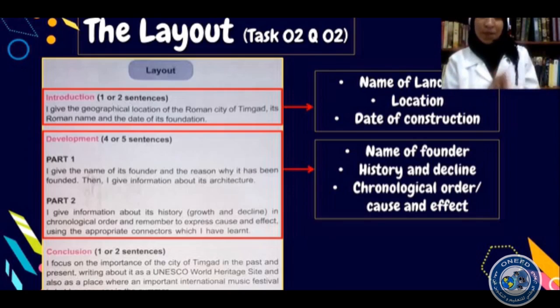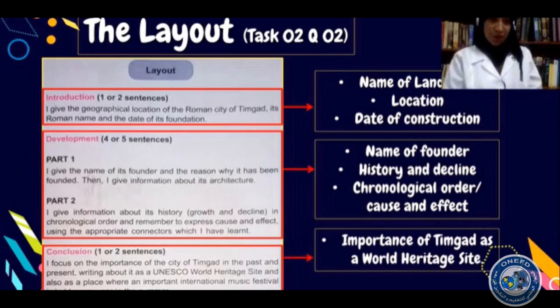So in the development part, which is going to be written in 4 or 5 sentences, we have first the name of the founder or the designer or the architect. Then we are going to write about some events in the history of the landmark and its decline or its destruction. And in the text we are going to use chronological order. It means we are going to follow an order of dates and time, and we are going to use expressions of cause and effect.